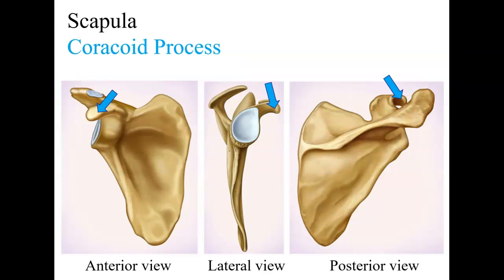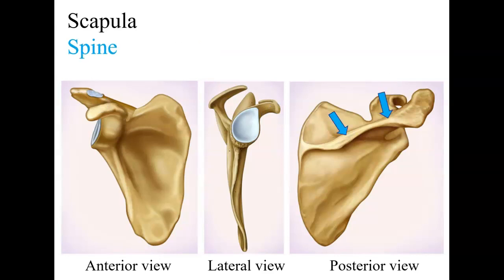The next bony landmark is called the coracoid process. Corac means a bird's beak, and if you look at it in a certain dimension, it kind of does look like a bird's beak, and it serves as an attachment point for muscles of the upper limb.